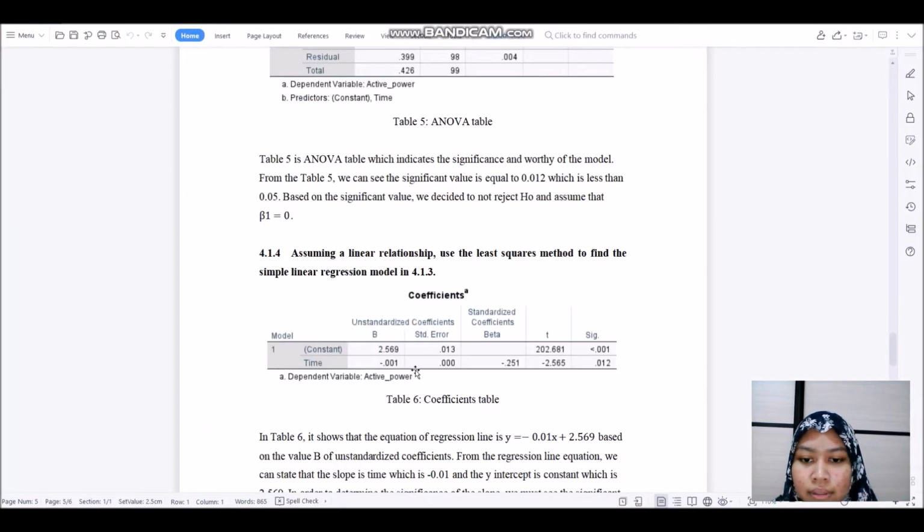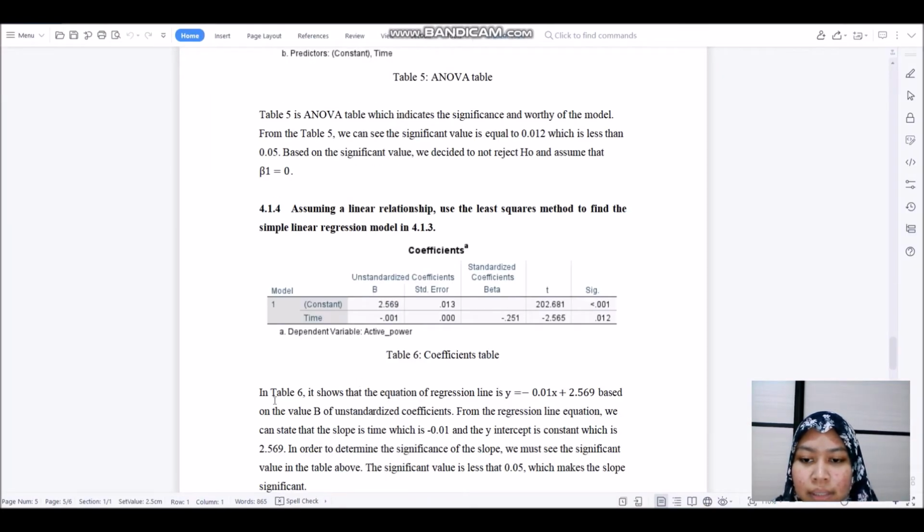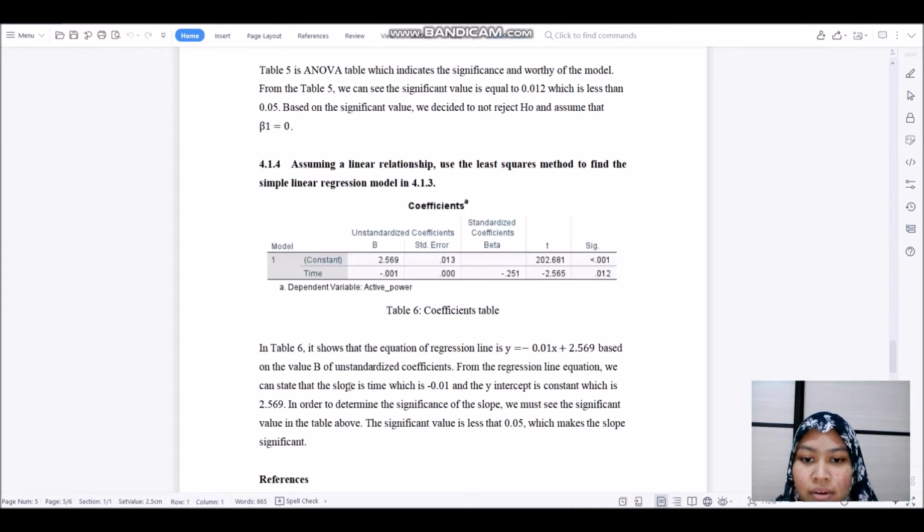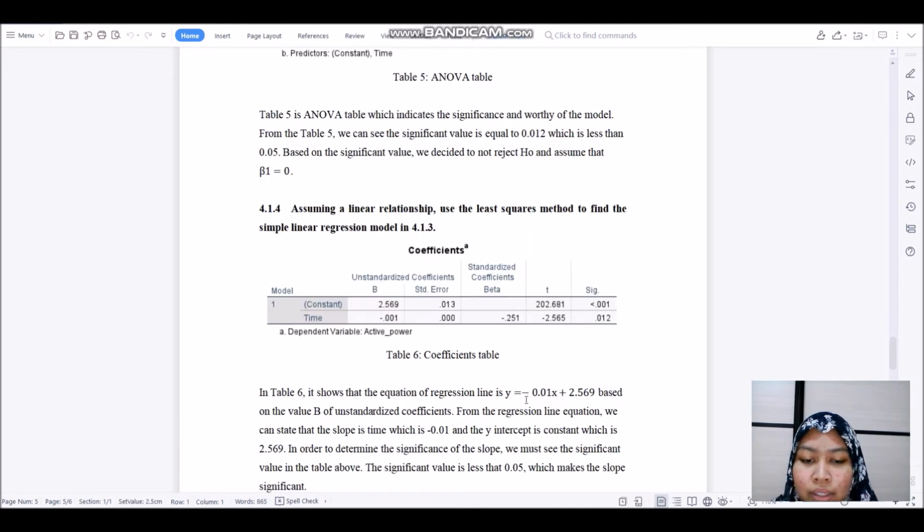Table 6, the coefficients table. In Table 6, it shows that the equation of the regression line is y equals negative 0.01x plus 2.569, based on the value B of the unstandardized coefficients. From the regression line equation, we can state that the slope for time is negative 0.01, and the y-intercept is the constant, which is 2.569. In order to determine the significance of the slope, we must see the significant value in the table above. The significant value is less than 0.05, which makes the slope significant.